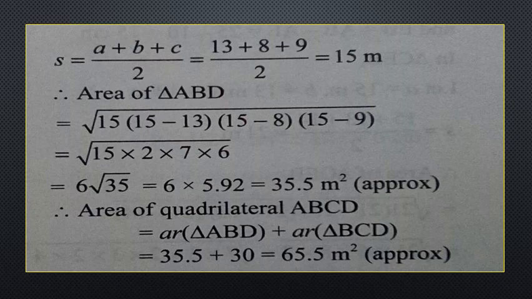approximately. Therefore, the area of the quadrilateral ABCD is equal to area of triangle ABD plus area of triangle BCD, that is 35.5 plus 30, that is equal to 65.5 meter square approximately.